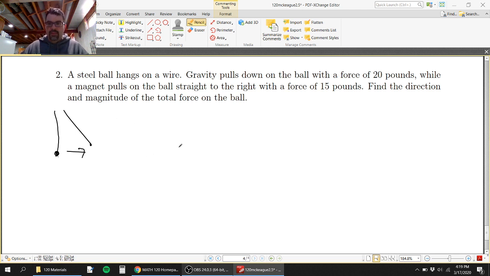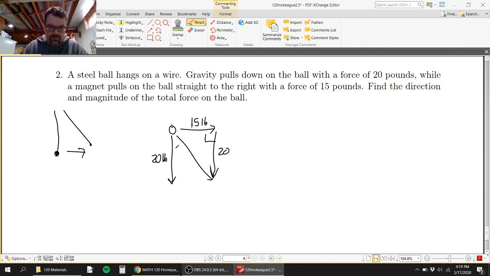All right. So direction and magnitude of the total force on the ball. So if you think of the ball, we have 20 pounds straight down, and we have 15 pounds straight to the right. The result would come from making the parallelogram or copying one over to the other. Doesn't matter if you copy the 20 over here or if you copy the 15 down underneath. Either way, you get a right triangle, and you know the two legs.